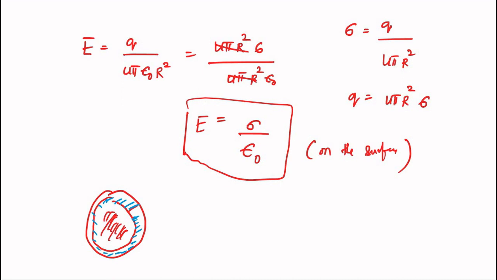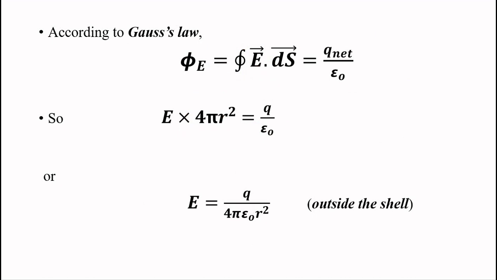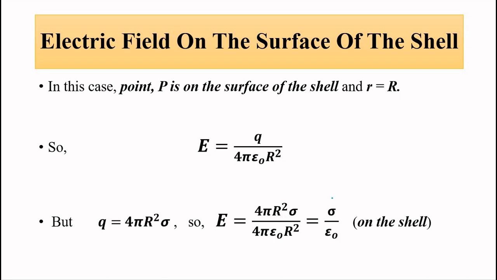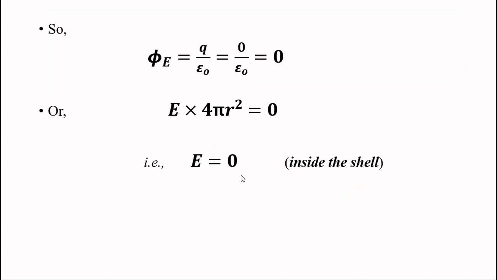So we have calculated the electric field intensity inside the shell, outside and on the surface. This is outside the shell, this is on the surface of the shell, and this is inside the shell, which is 0. Same derivation, same calculation, everything.